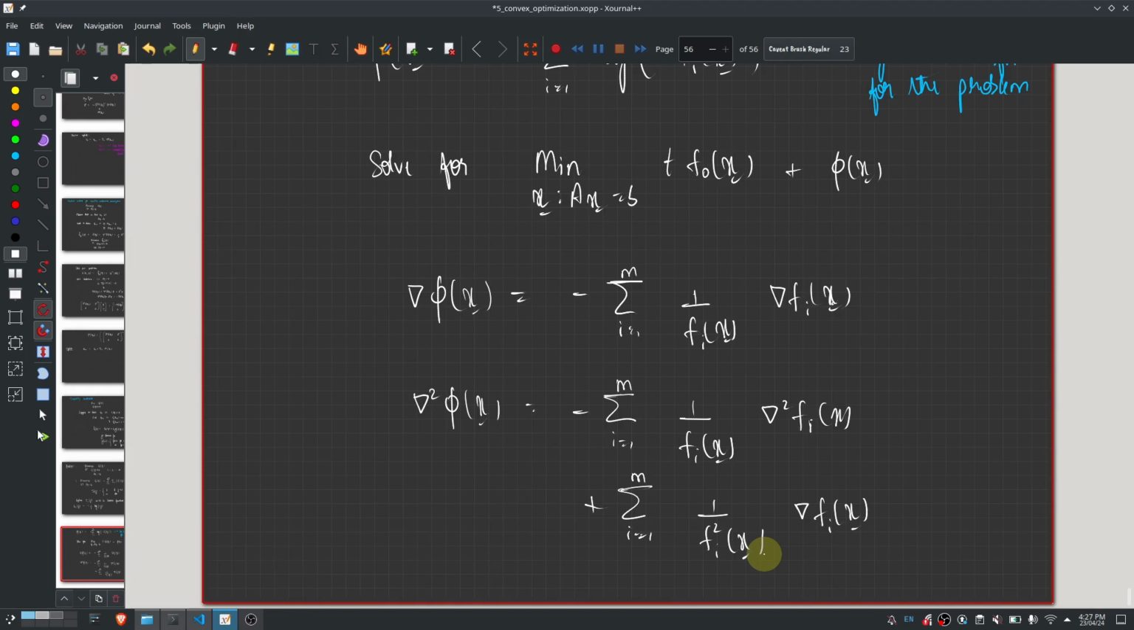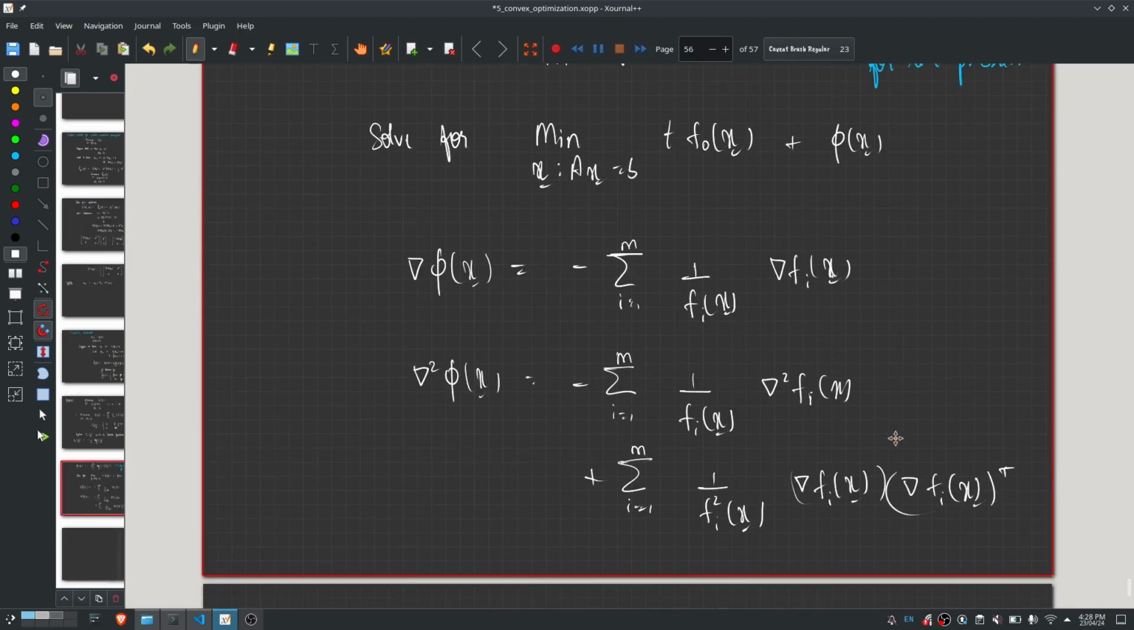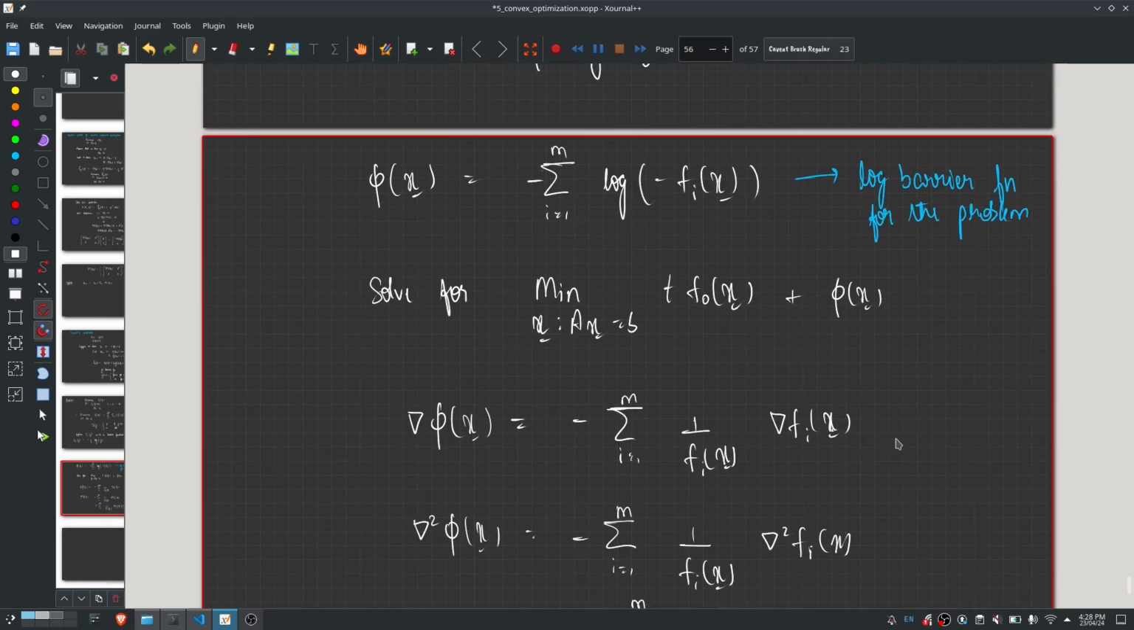Gradient transpose. What are the dimensions of the gradient? Is it a row vector or a column vector? It's a column vector. And what does the Hessian have to be? Has to be a matrix. So what should this be equal to? The outer product of the gradient of fi of x with itself, or gradient of fi of x times gradient of fi of x transpose. Right? Okay, so now we know how to compute the gradient and the Hessian. So what would Newton's method with the log barrier function look like?